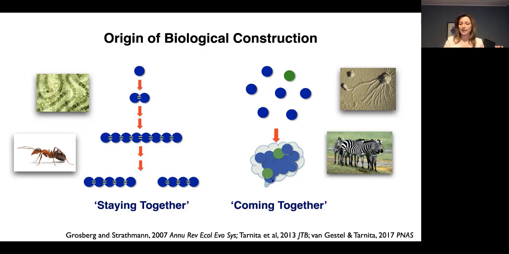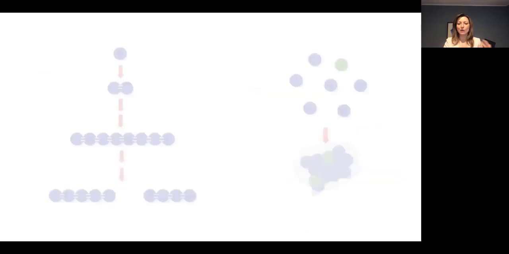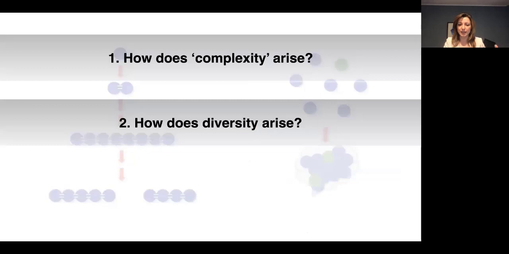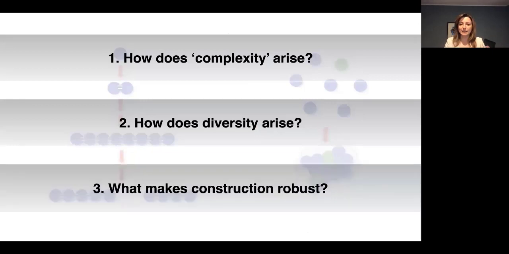And so on the one hand, that's exciting. On the other hand, if you think about it, it becomes kind of hard to explain how on earth from these very simple operations nature built so much complexity, so much diversity, and what exactly makes these new constructs robust. And I put complexity in quotations there because there's an endless number of definitions of what complexity is.